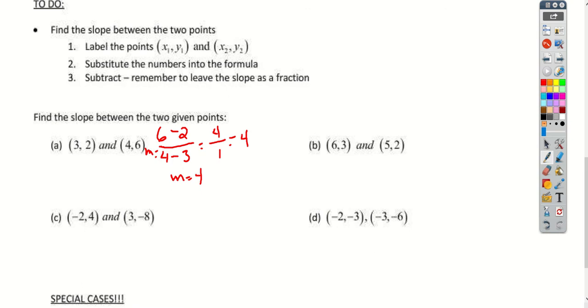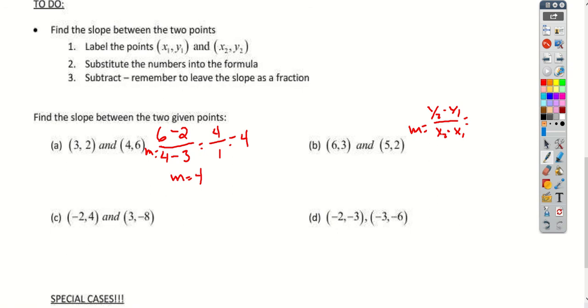So same thing for part B. Okay, m equals. So y2 is 5 minus y1 is 6. x2 is 2. I already did it wrong. Do you see it? Oh, I said y, but I actually did x. So y2 minus y1. It's always a good idea to write down the formula for yourself, just because it keeps you honest. You can visually see it and you won't get tripped up.